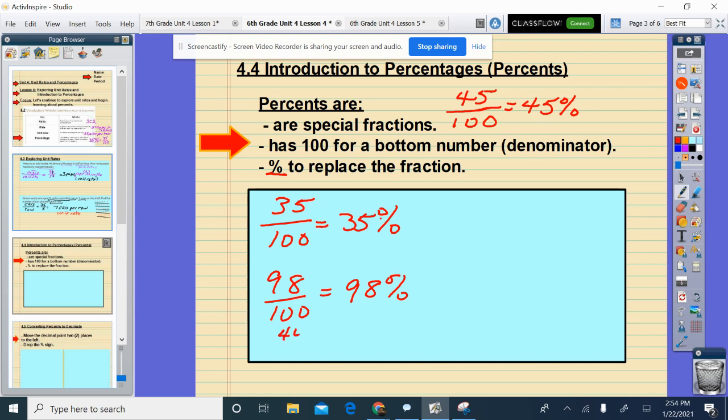Now I'm going to give you one to try. How about 44 hundredths? Pause the video for a moment and then write down what you think it is. We're back. So that would be 44 and the percent sign.